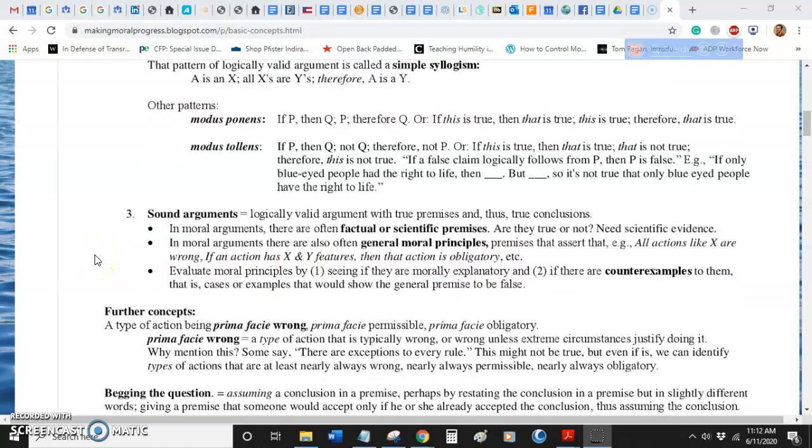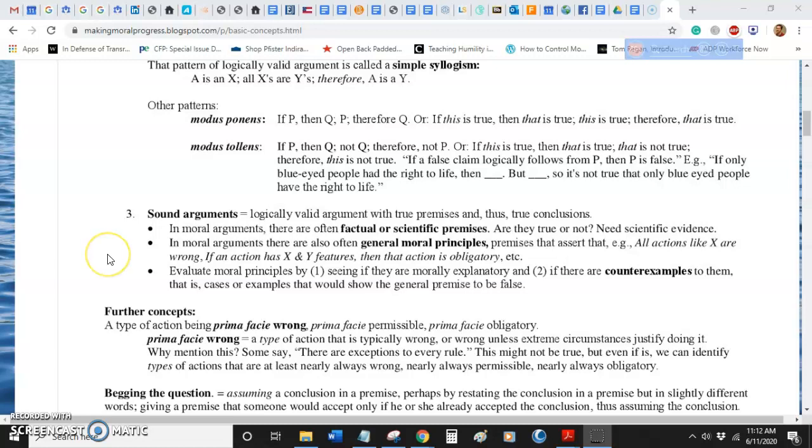We're going to be looking at moral arguments for the most part. These are arguments that have moral conclusions about doing whatever's wrong or permissible or obligatory. Many times such arguments have factual or scientific premises, and we need to figure out whether those are true or not. They also tend to have moral principles, and we'll talk about those soon enough.